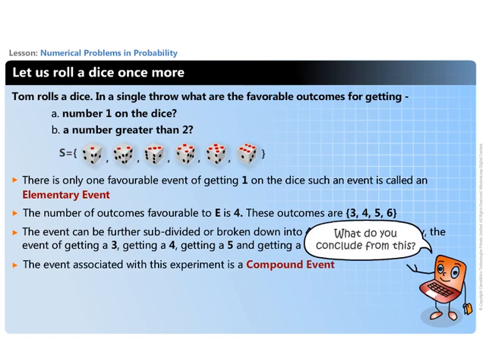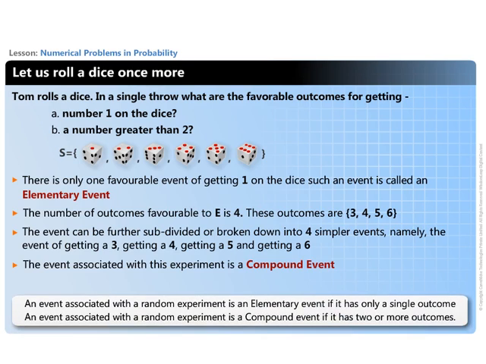What do you conclude from this? From this example, we can conclude that an event associated with a random experiment is an elementary event if it has only a single outcome, and an event associated with a random experiment is a compound event if it has 2 or more outcomes.